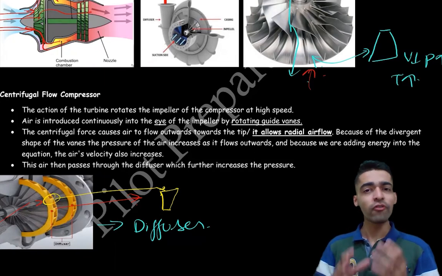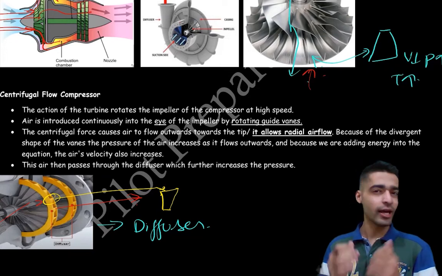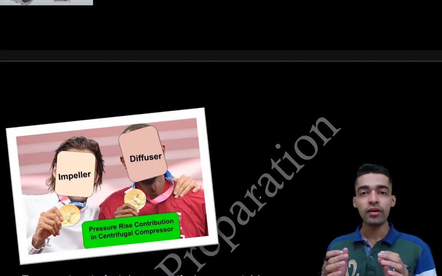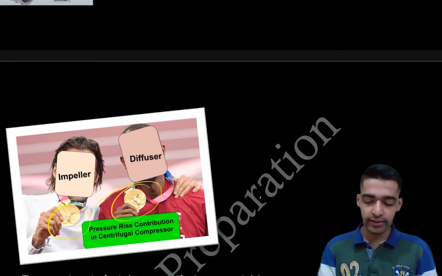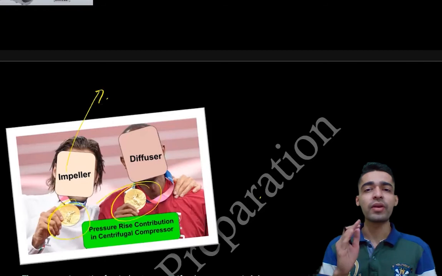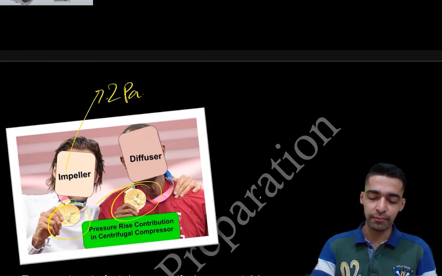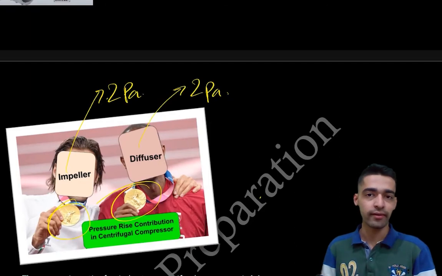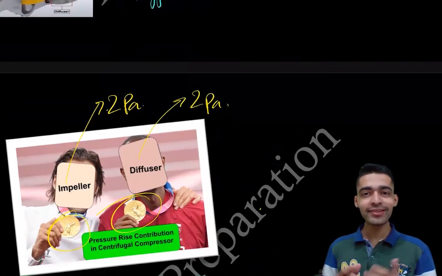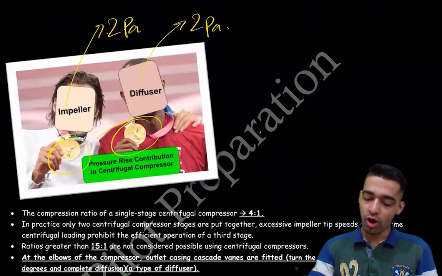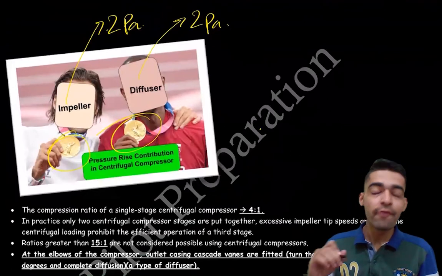What is the contribution of the impeller and diffuser in increasing the air pressure? Let's see that. The pressure rise contribution in a centrifugal compressor is done equally by the impeller and diffuser. Both are given a gold medal for that reason. If the pressure is increased from 1 Pascal to 4 Pascal, then 2 Pascal is increased by the impeller and the next 2 Pascal is increased by the diffuser for the same amount of air. And with this example, I have taught you one very important thing, that the compression ratio of a single stage centrifugal compressor is 4:1.